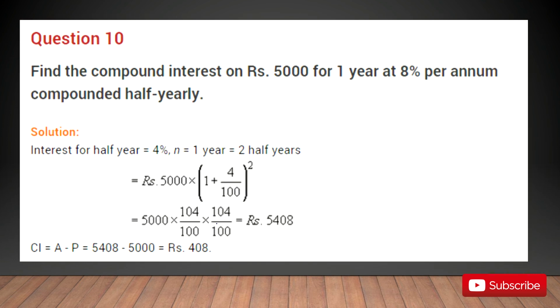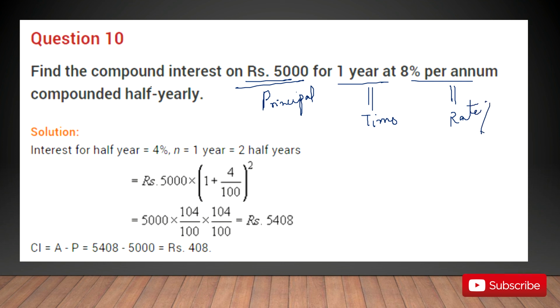Alright, so coming to the last one, find the compound interest on. So this is the principal. Time is 1 year, and it is saying that this is the rate percent which is compounded half yearly. Now friends, when it says half yearly, every time you have to divide time into 2 and divide rate into 2. So that means if it was 8%, we made it 4%, and if time remains the same, right?